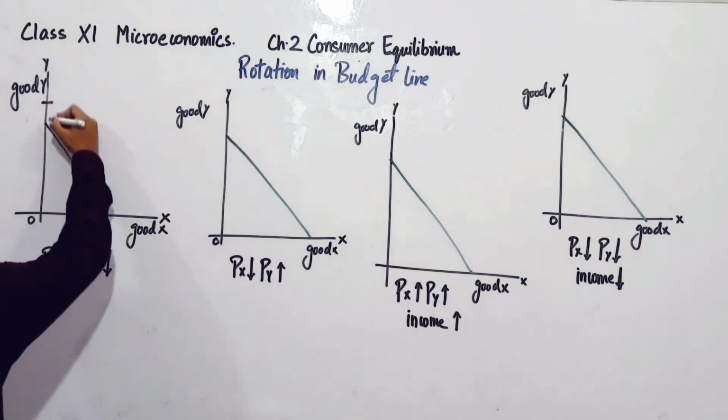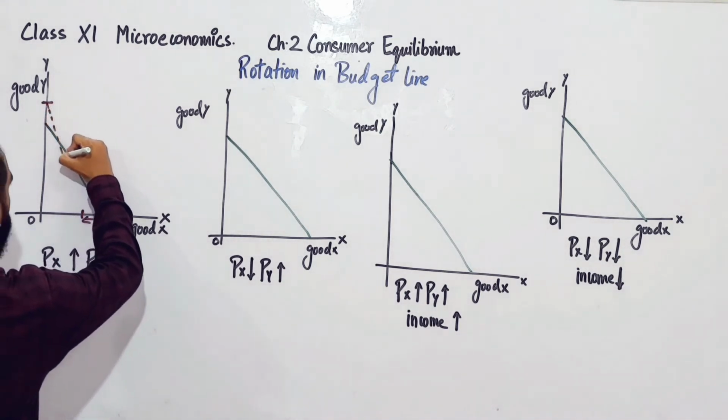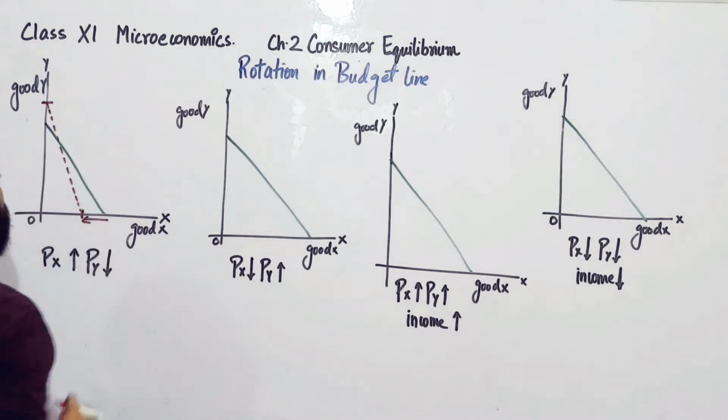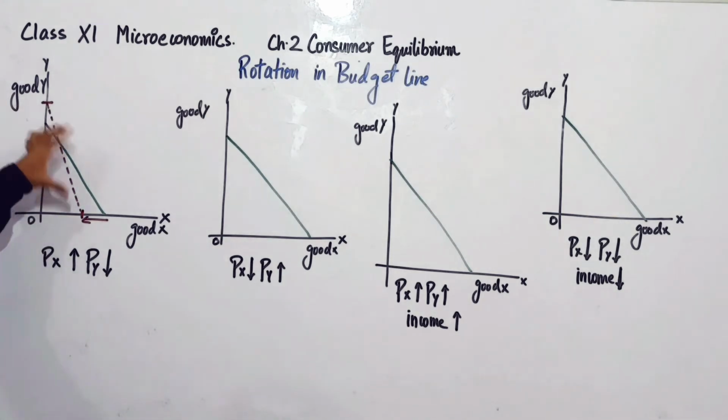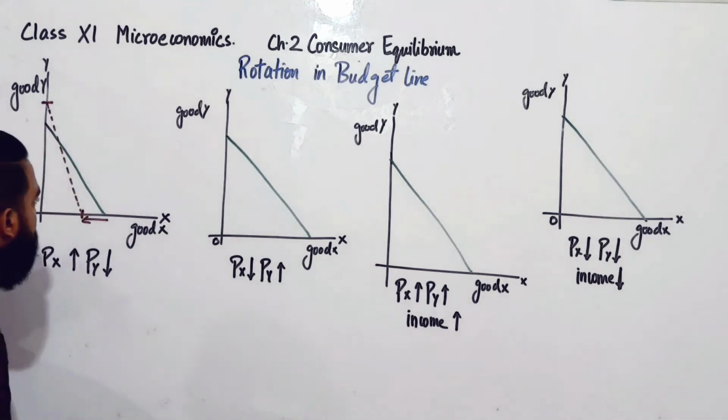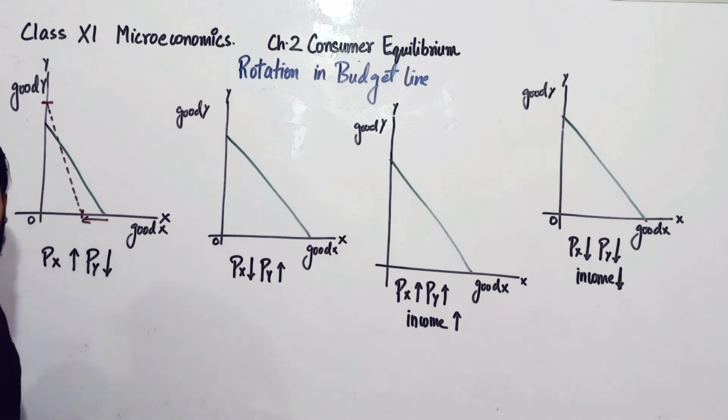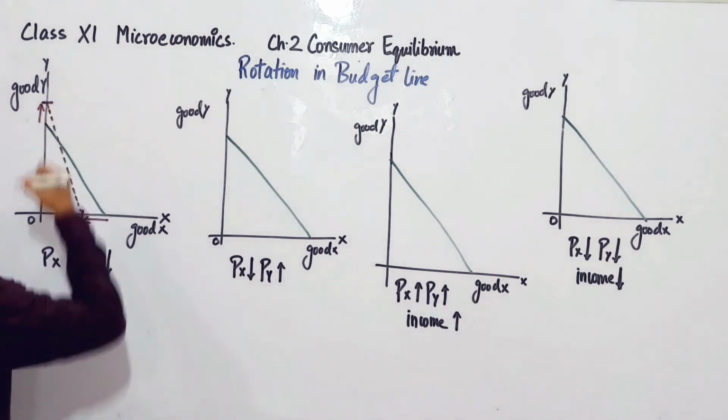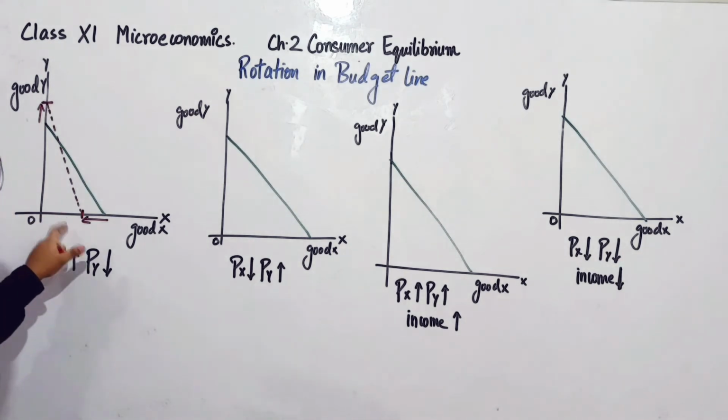So there will be a rotation in the form of an intersection. Both the budget lines will intersect each other. So this will be the rotation in the budget line like that.